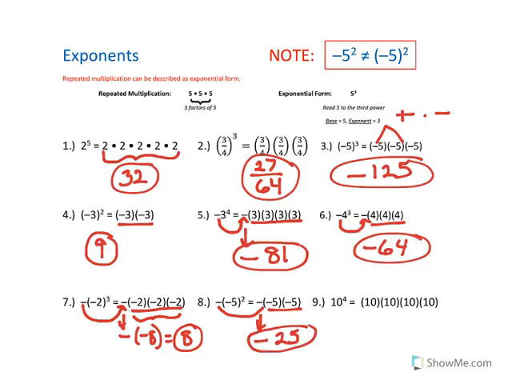And this one, people seem to mess up on for some reason. But if you spell it out like this, don't just jump into the answer, spell it out. Think about this. 10 times 10 times 10 times 10, that's what 10 to the 4th is. So how many zeros do I have? How many factors of 10? What's my exponent? 4. That means I'm going to have 4 zeros. 10,000.